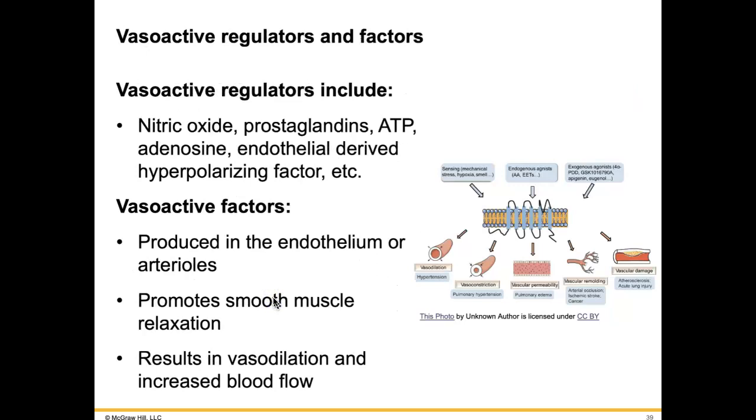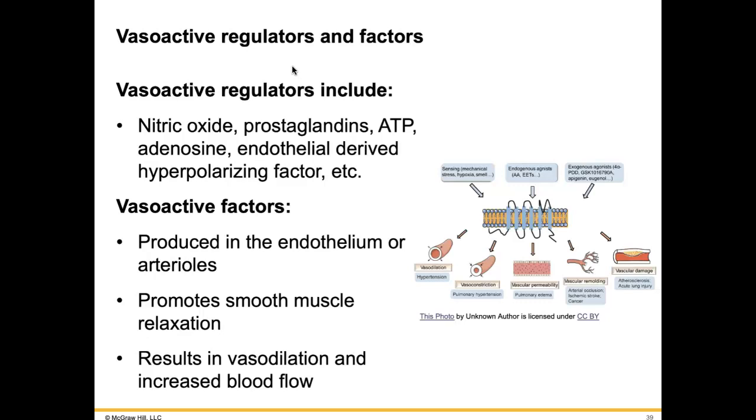Now, one of the ways that we can get vasodilation to our skeletal muscles, increasing blood flow, is by having our vasoactive regulators. That is going to include nitric oxide, prostaglandins, ATP, adenosine, endothelial-derived hyperpolarizing factor, and more things. We can see these factors are produced in the endothelium of our arterioles.